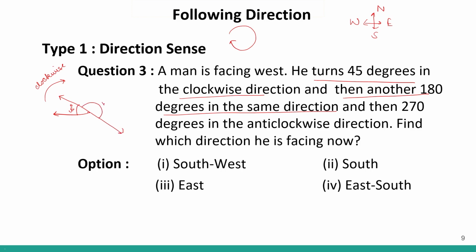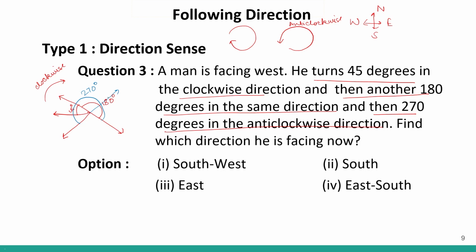This will be 180 degree, right? Now, then he took 270 degrees in the anti-clockwise direction. So this direction is anti-clockwise. So if he turns 270 degree anti-clockwise, 180 degree already covered, then this entire angle, this angle, this will be a 270 degree angle.